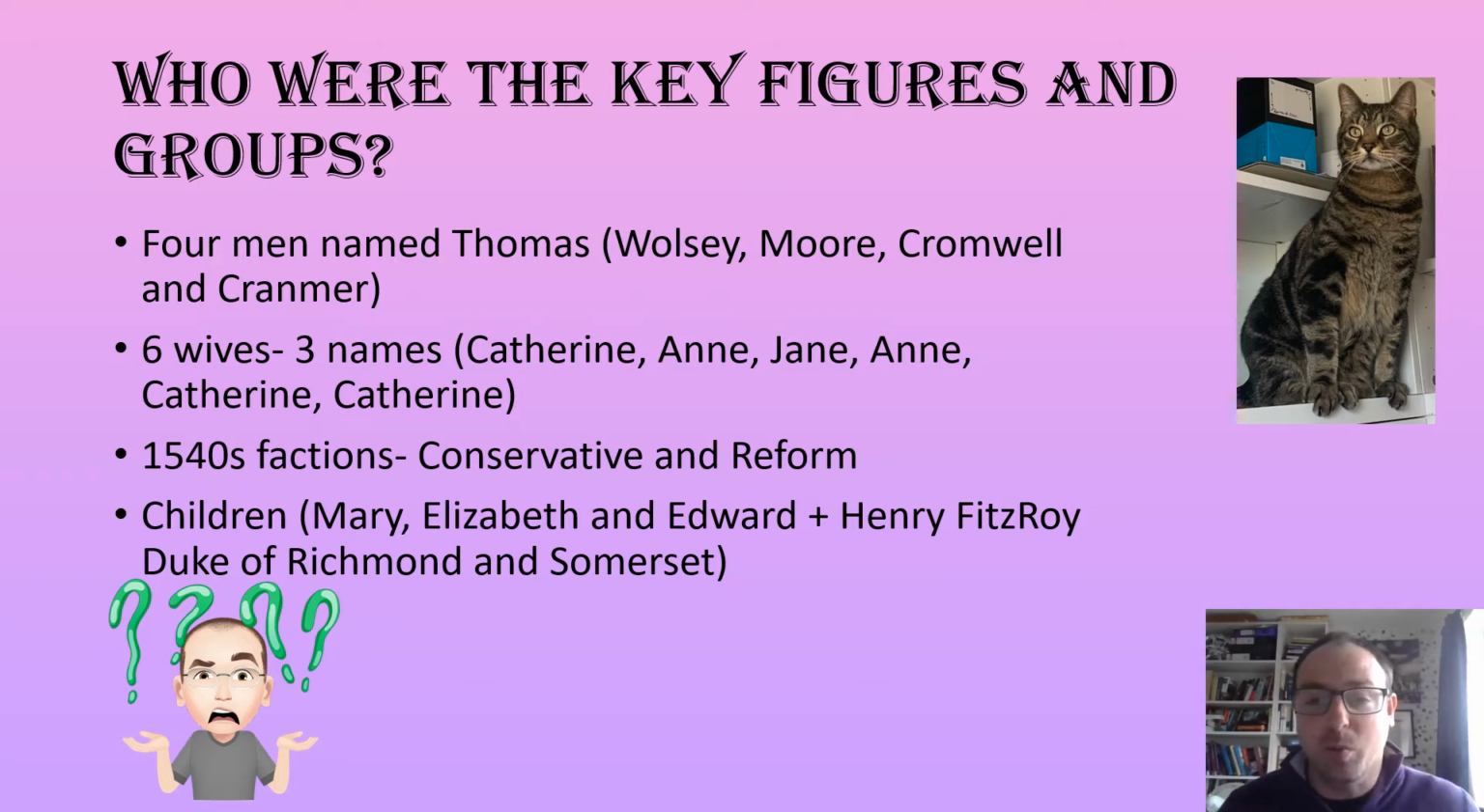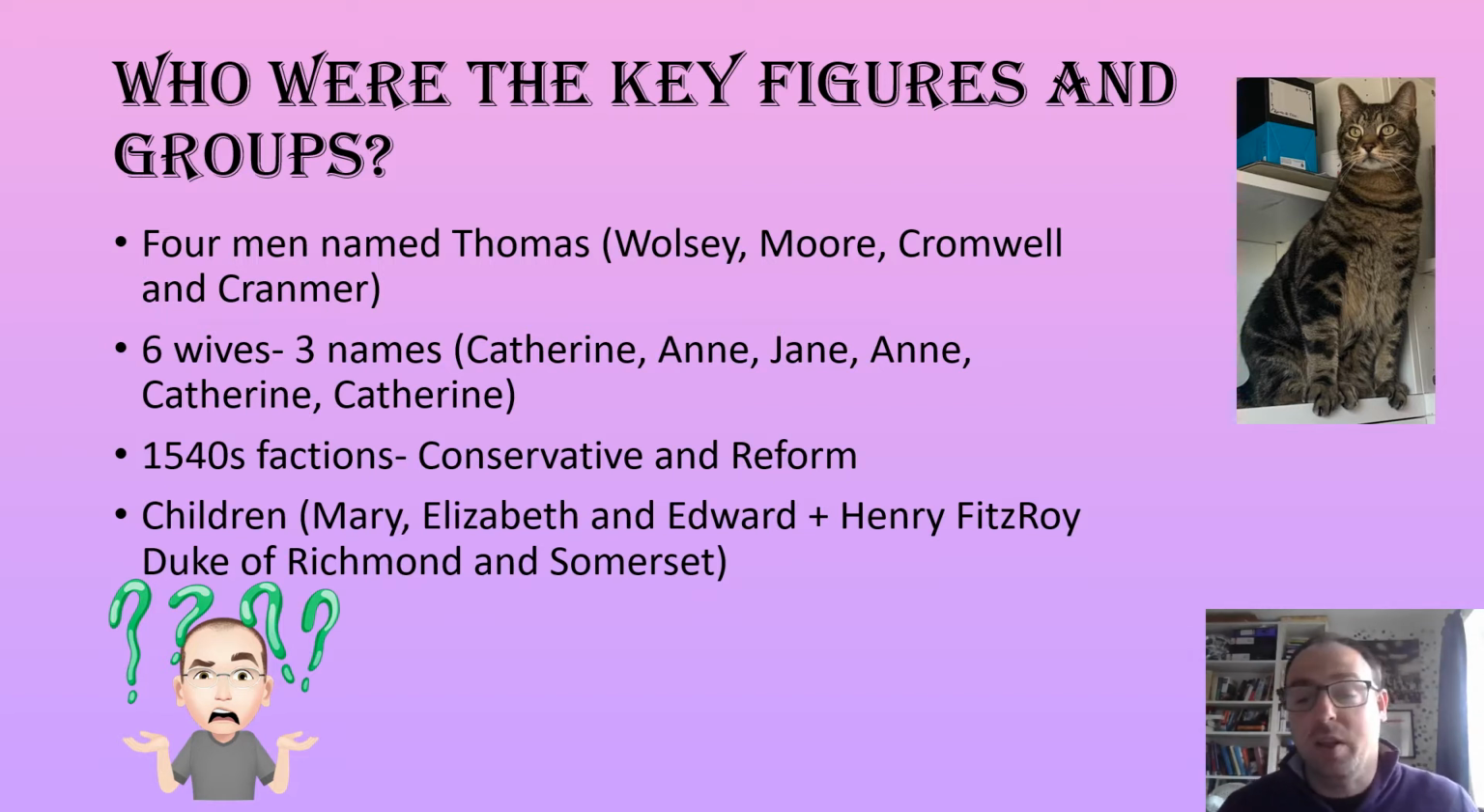We are going to look at Thomas Wolsey, Thomas More, Thomas Cromwell, and Thomas Cranmer, all of whom are massively important. I'm also going to very briefly look at the 6 wives of Henry VIII. Again, there seems to be a real shortage of names in Tudor England because we've got 6 wives but only 3 names, because we go Catherine and Jane and Catherine.